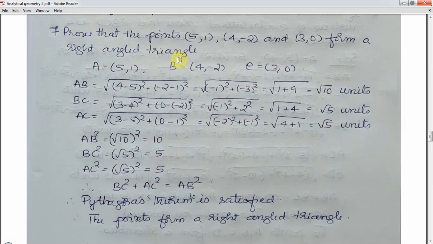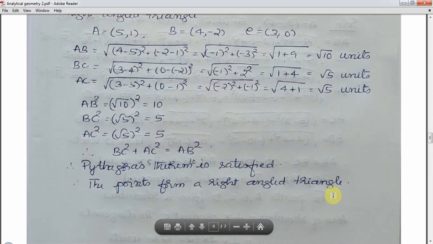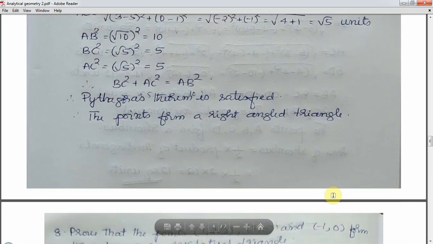We should show that it forms a right angle triangle. We have to say that Pythagoras theorem is satisfied. Therefore, we will square all the three sides. AB square is root 10 whole square, that is 10. BC square is root 5 whole square, that is 5. AC square is root 5 whole square, that is also 5. We'll get AB square is equal to BC square plus AC square. Therefore, Pythagoras theorem is satisfied, so that the points form a right angle triangle.